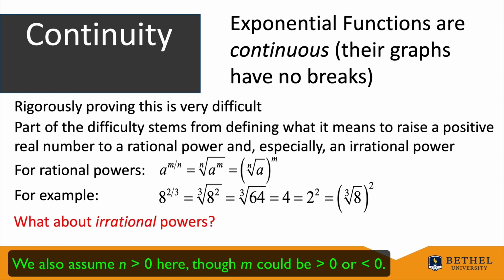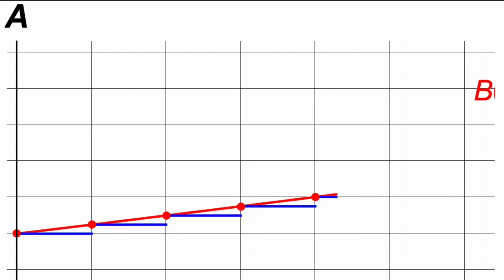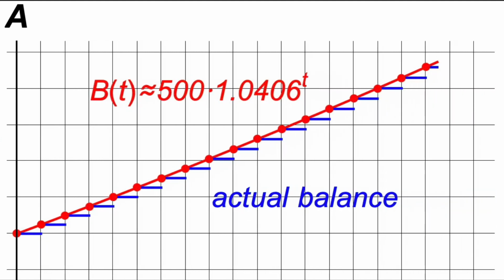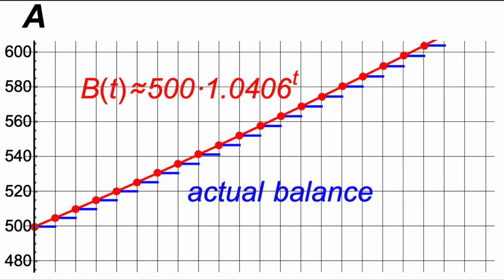What about irrational powers? It turns out that limits come to the rescue. The reason being that irrational numbers are limits of rational numbers. Finally, if you want to be extra technical about it, in the application to compound interest, the actual balance is actually a discontinuous function. We were only using the exponential function to approximate it.